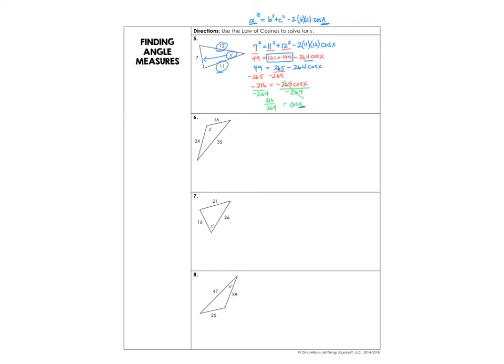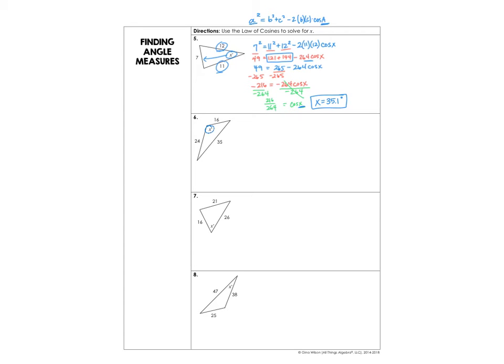So shift cosine of 216 divided by 264. And you should get 35.1. And remember, that's an angle measure, so that's in degrees. Okay, so let's look at another.